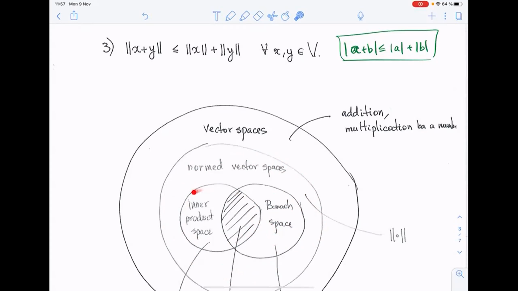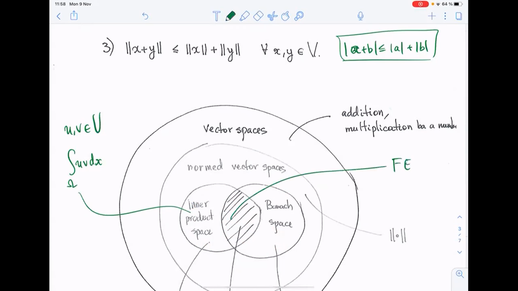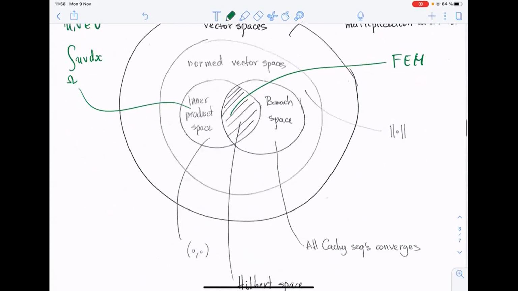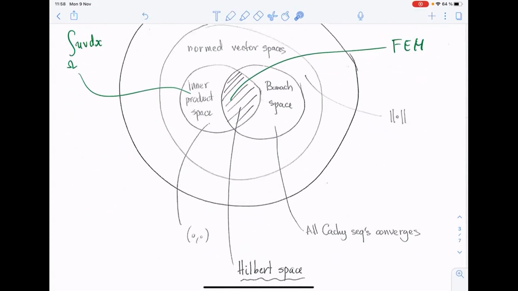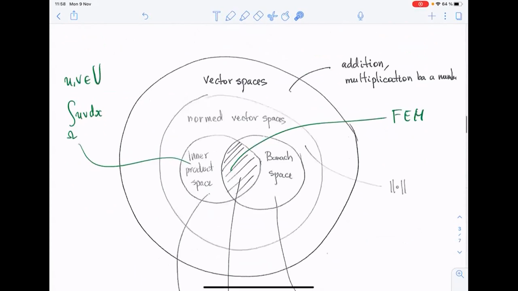And this inner product space, the space that I introduced a bit earlier with integration, for example the integral of u times v dx over some omega for u and v from this space. Then the intersection of the inner product space and the Banach space is the space that we are working in for finite elements. So finite element approximations live here, and this is called the Hilbert space. This is the Hilbert space which lives inside.